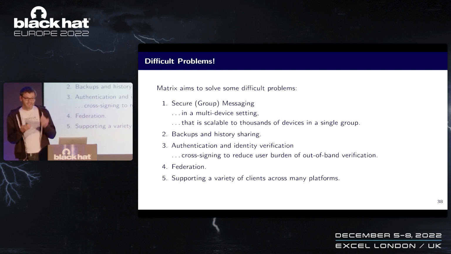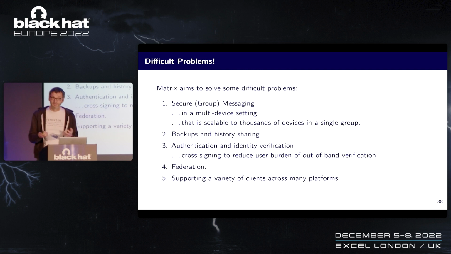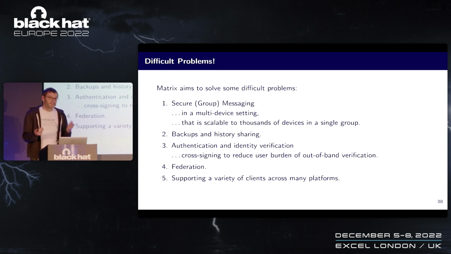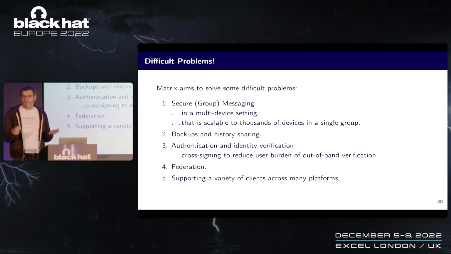They also say we want backups, we want history sharing, because we think this is what users expect of a chat protocol. They want authentication and identity verification, but you don't want to verify every device, so they want to build infrastructure that makes this somewhat seamless to use. Once I've verified that you are you, I can chat to all of your devices, and when you get a new phone, it's fine. They also, and this really sets them apart, want to do this in a federated setting.